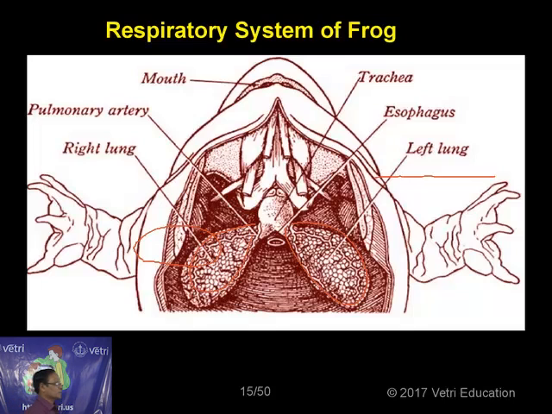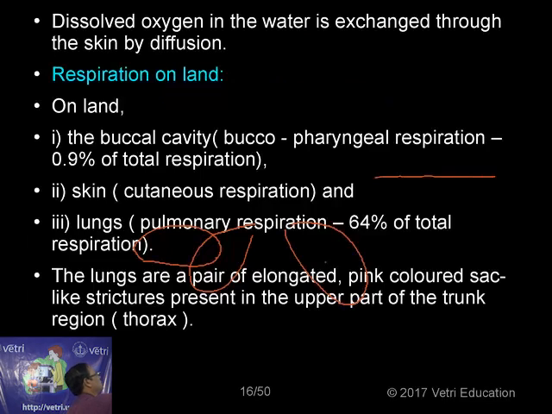Now we have a pair of lungs, the left one and the right lung, and then we have a common trachea. And we have the mouth, then the buccal cavity leading into a small larynx, which leads into the trachea, which ends in sac-like structures, somewhat balloon-like, not spongy in nature, called the lungs. Very similar to the organization of a frog.